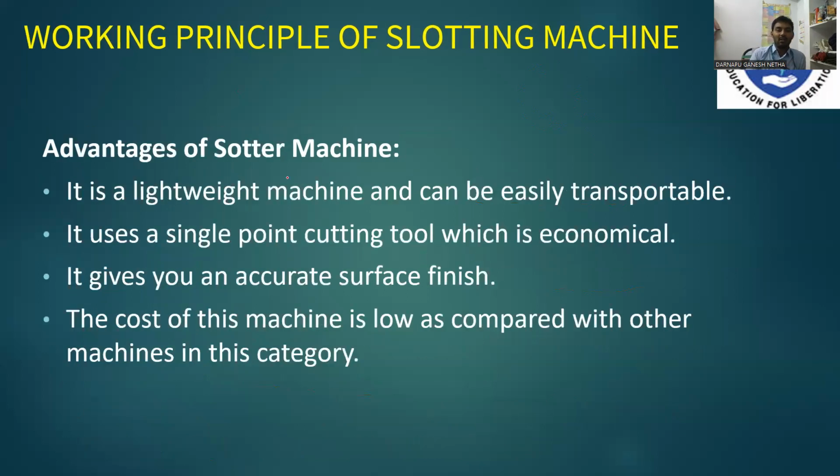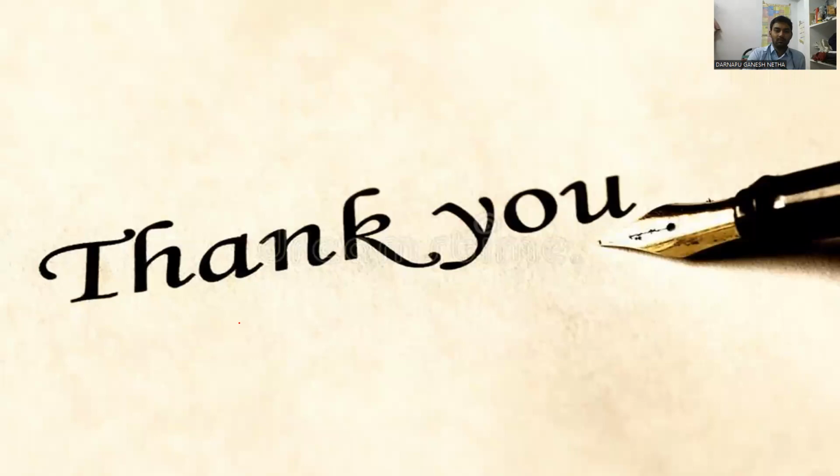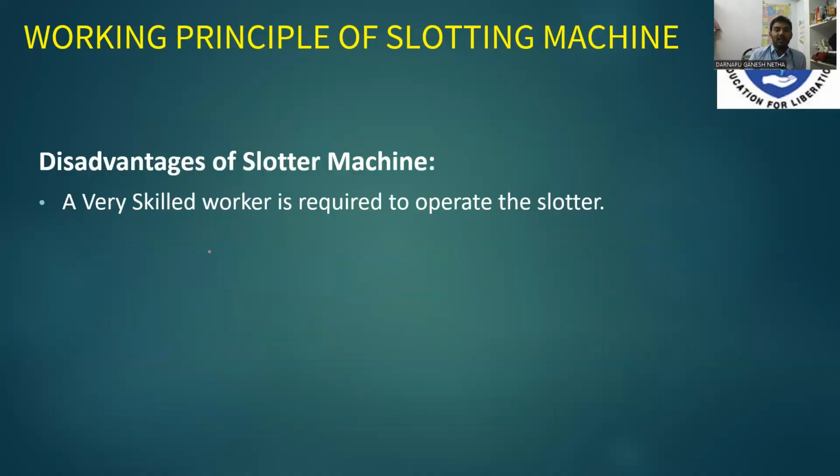Advantages of slotting machine. It is a lightweight machine and can be easily transported. It uses a single point cutting tool, which is economical. It gives an accurate surface finish. The cost of the machine is low compared with other machines in this category. The disadvantage of the slotting machine: a very skilled worker is required to operate the slotter.